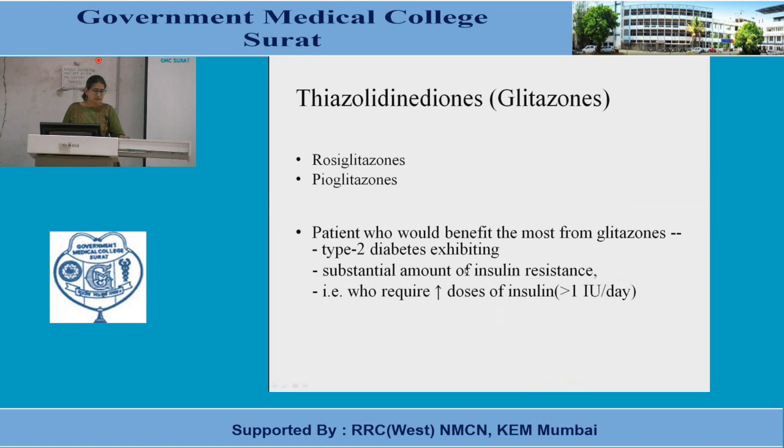Then we have another group of drugs, which is thiazolidinediones. They are also called glitazones. Under this group we have rosiglitazone and pioglitazone. Which patients benefit the most from the use of such glitazones? They are type 2 diabetes patients who show sustained insulin resistance, that is, the dose of insulin required for such patients is more than 1 international unit per day.